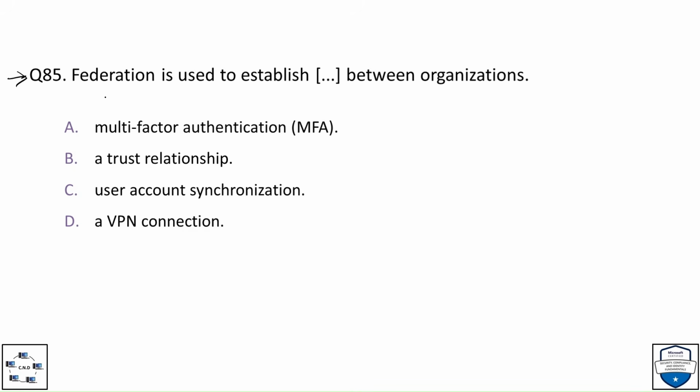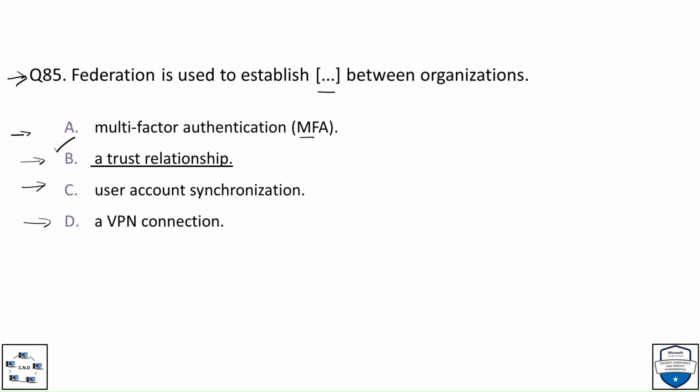Question number 85. Federation is used to establish blank space between organizations. Option A, multi-factor authentication, MFA. Option B, a trust relationship. Option C, user account synchronization. And option D, a VPN connection. And the correct option is option B, a trust relationship.